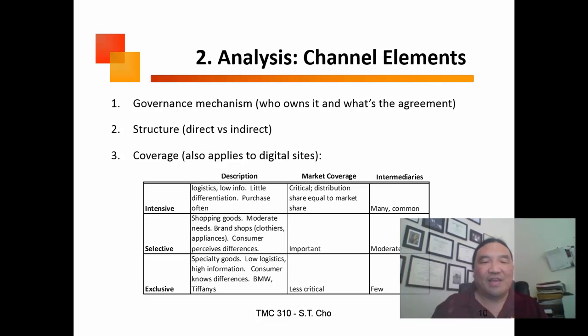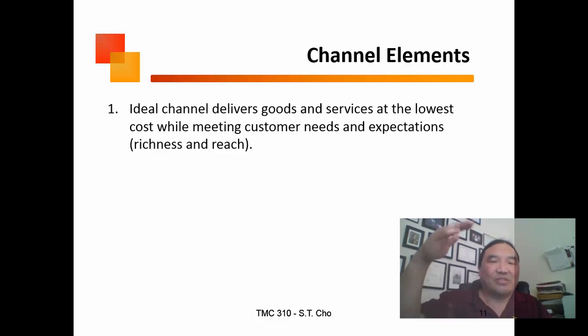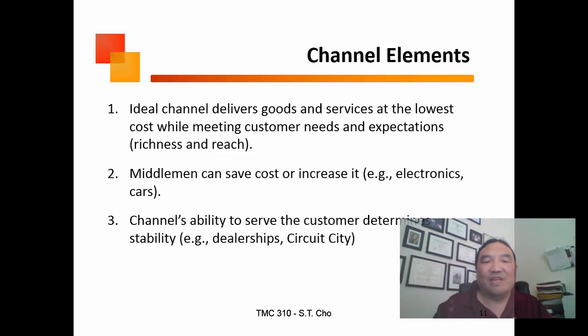And so the way I get coverage, maybe I don't need a lot of coverage if I have an exclusive product. And the question is, do I need intermediaries? Anytime I have middlemen, it actually drives the price up, but sometimes middlemen help me. In terms of channel elements, it's still about richness and reach.